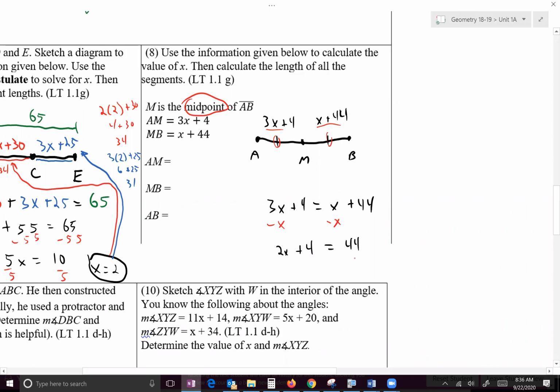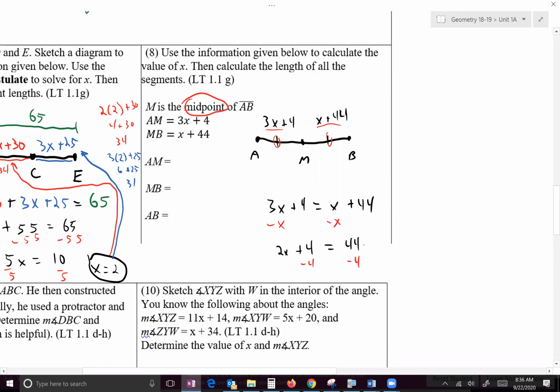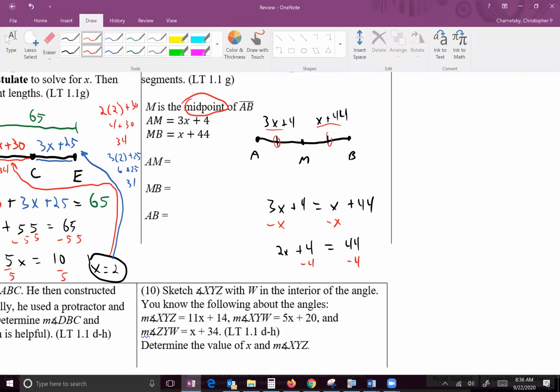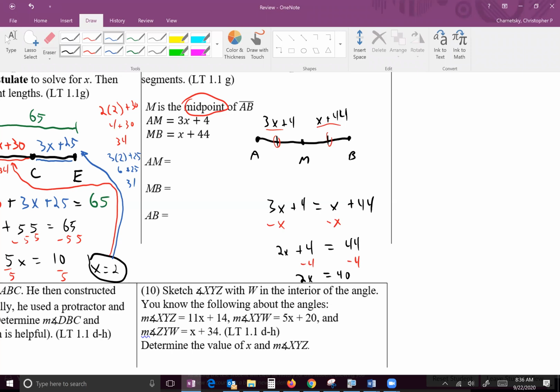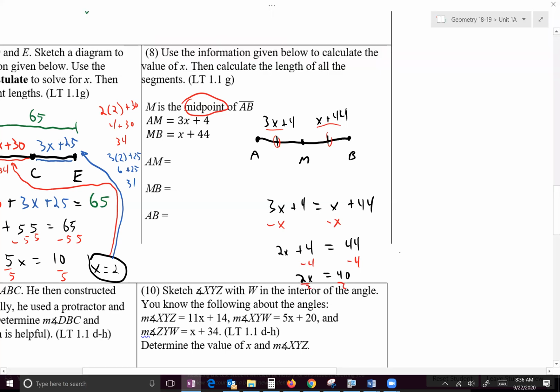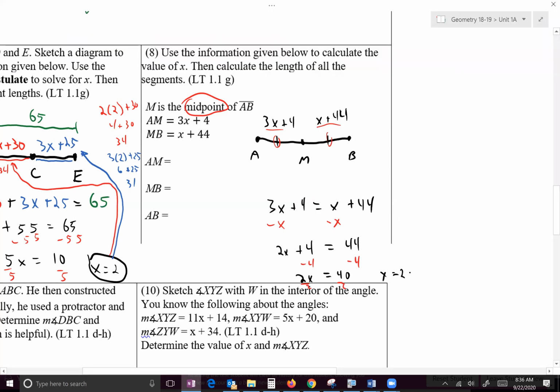So I have to subtract 4 from both sides. You get 2x equal to 40. Divide by 2. And we get x equal to 20, but that's not our answer. We have to plug that back in to both parts.